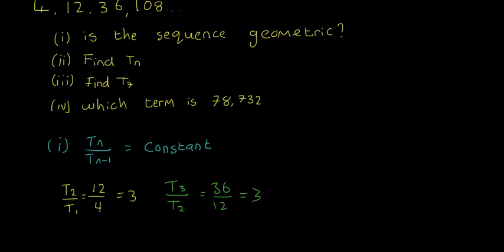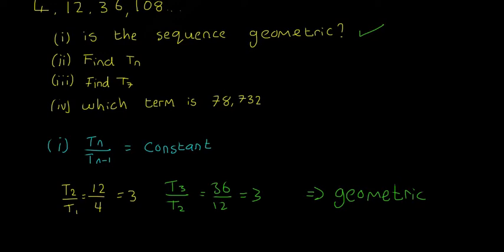Because it's consistent between the first and the second and the third, we know it's constant. And we know that this means that it is geometric. So that's the rule for geometric sequences. That's the first question done. Give a green tick. Find t of n is the next one we have to do.